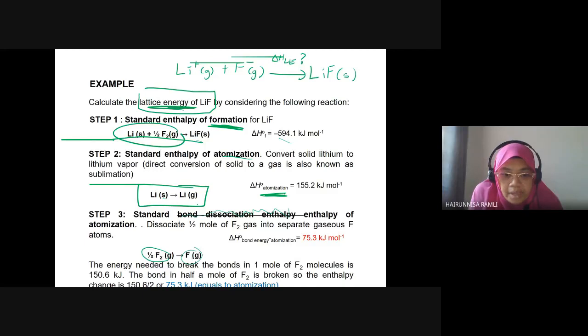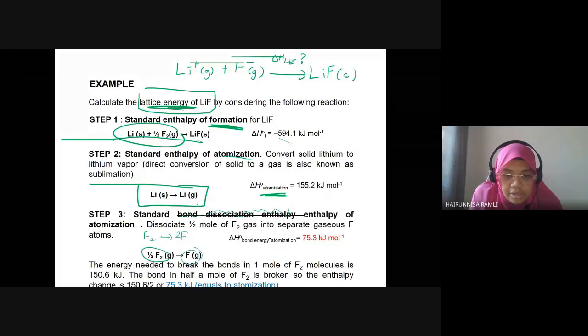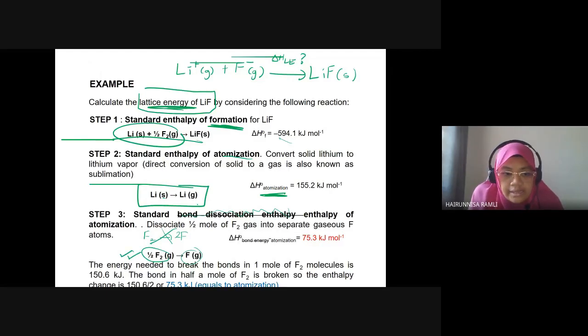One atom. If it dissociates F2 into 2F, this is bond dissociation. Okay, so it's not this one. When you choose this one, it is the enthalpy of atomization. So of course you erase this one too. Delta H is not bond energy, it is atomization. The value is the same, 75.3.